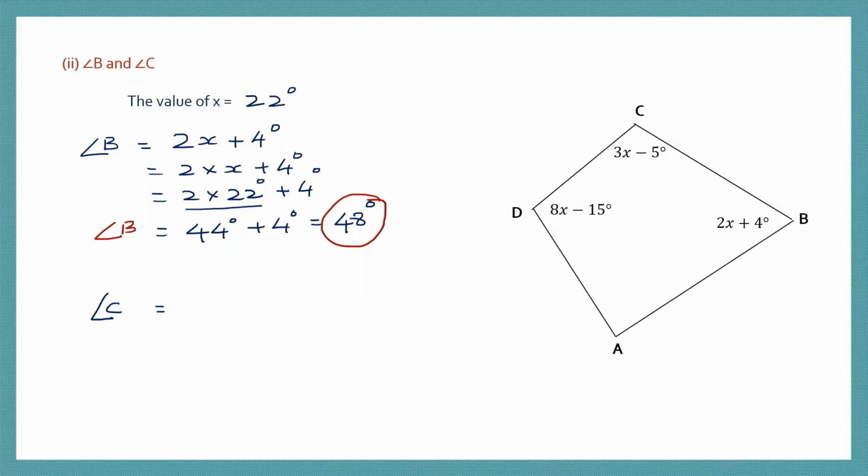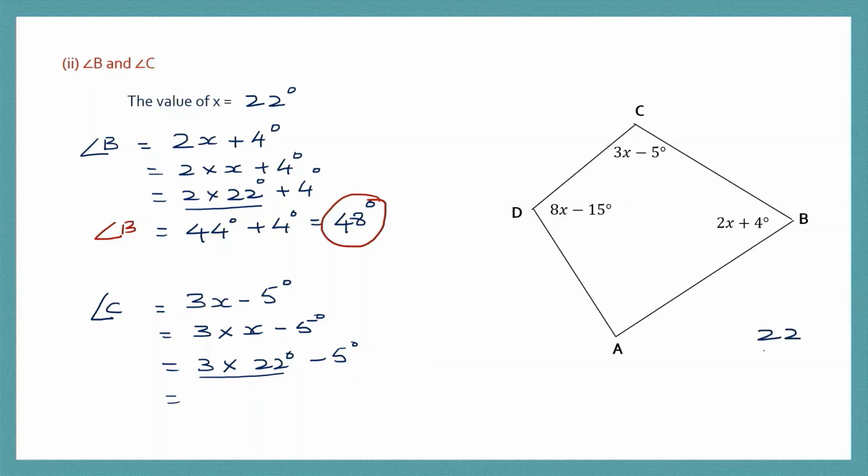According to the figure, the angle C is given as 3x minus 5 degrees. So that will be 3 into x minus 5, which is 3 into, we found x to be 22 degrees, minus 5 degrees. So first we have to multiply 3 into 22. So let's multiply 22 into 3. 3 twos are 6, 3 twos are 6. We've got 66 degrees minus 5 degrees.